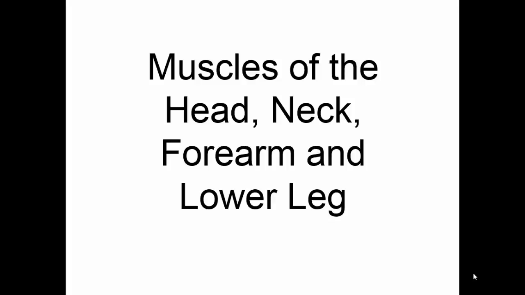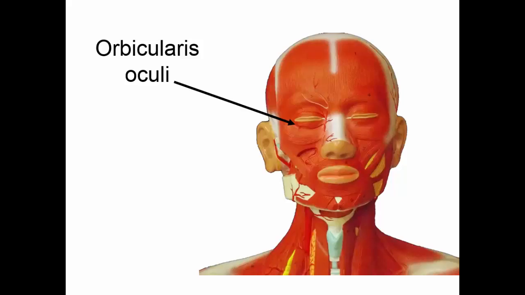Selected muscles of the head, neck, forearm, and lower leg will be shown using human models. The orbicularis oculi tells you that it goes around the eye. It orbits the eye. This is a sphincter muscle. When these muscles contract, it's going to close an opening. In this case, it will be the opening around the eye. So this muscle helps you wink or blink.